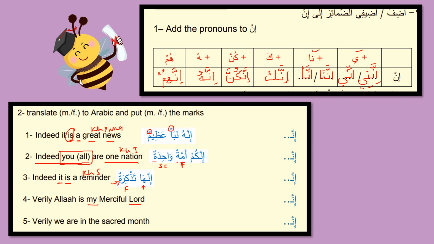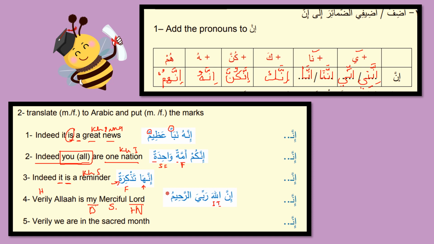Allah is my merciful Lord. My Lord will be the noun attached with a pronoun. So this is a noun attached with the damir. And what is merciful? It is the sifa, the adjective. So you need to put the adjective after the noun. So let's see. Verily Allah. So we have our harf here, indeed, and Allah, the Lafzul Jalala, will be Ism Inna. So flip the sentence and it will be Inna Allah, Ism Inna.